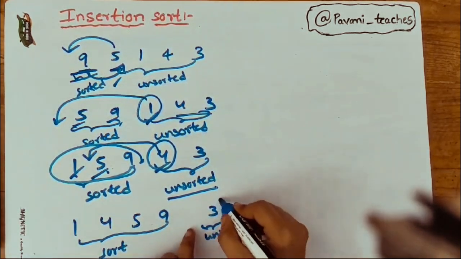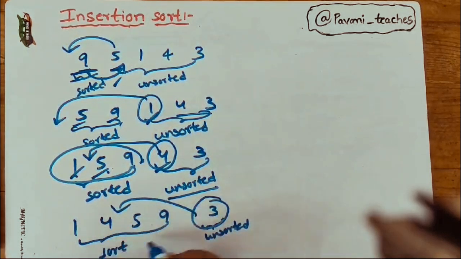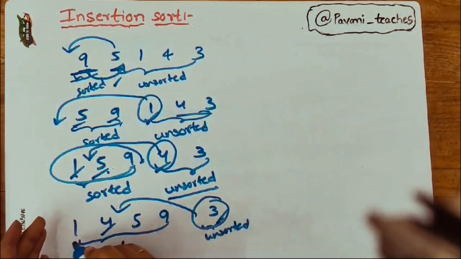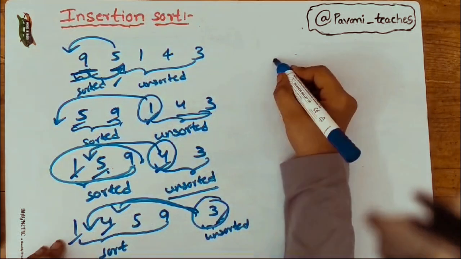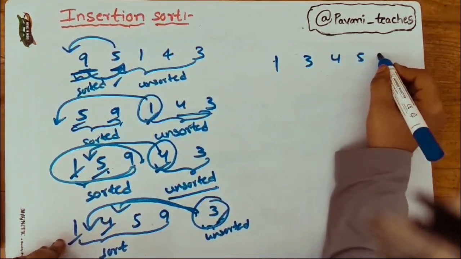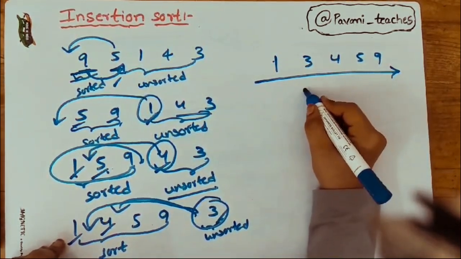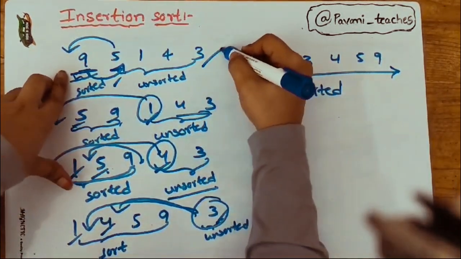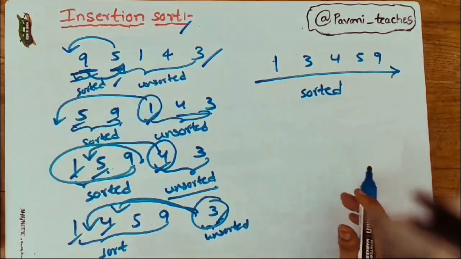Now we have to compare this element with all these four elements. As we know that 3 is less than 4 and greater than 1, it should be placed in between these two. The final array will be 1, 3, 4, 5, 9. This is sorted in ascending order. This will be the final output for the given array. This is how insertion sort works. Now I'll tell the coding part.